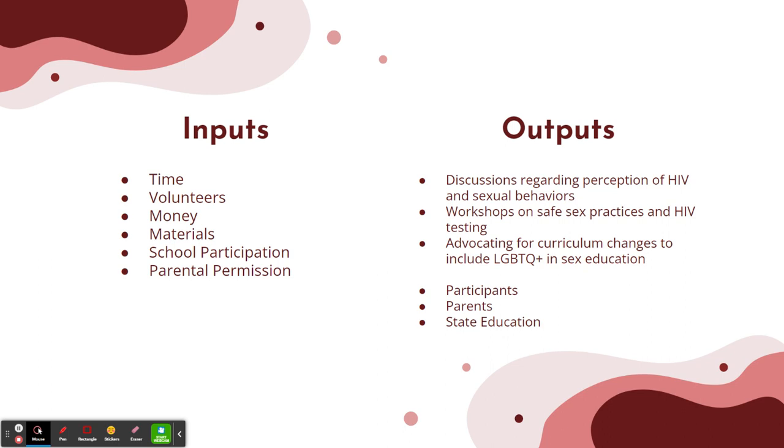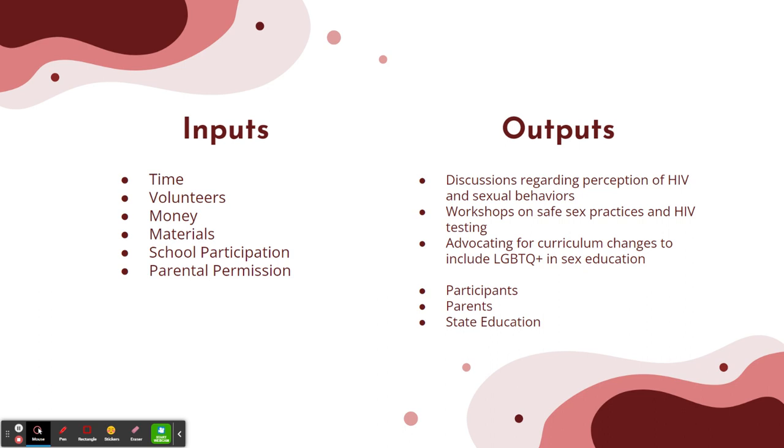And so outputs. So we've mentioned some of these activities before, but discussions regarding perception of HIV and sexual behaviors, workshops on safe sex practices and HIV testing, and advocating for curriculum changes to include LGBTQ plus and sex education. So the main program itself is more on that individual, interpersonal level, which is behavior change and providing the knowledge needed to engage in sexual behaviors and reduce risk for HIV. But we also want to focus on the policy level as well, which is putting this knowledge at the baseline in the future so that everyone already has access to this information and does not have to be an after-school program.